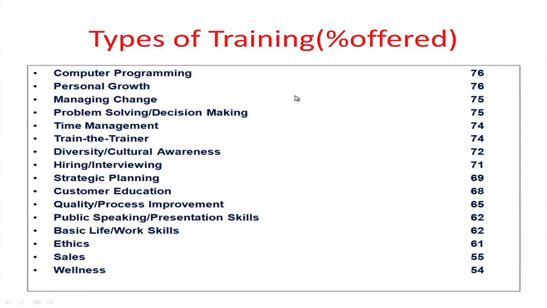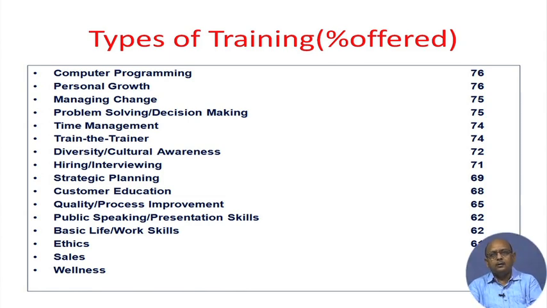Apart from these training methods, there are different kinds of training provided. The areas include computers, which has come up of late and is very important, growth and development, change management, problem solving, time management, training of trainers programs, diversity related programs, how to recruit good people, strategic planning, how to educate customers, quality and process improvement, public speaking, basic life and work skills, ethics, which of late has become very important, sales, and wellness programs.